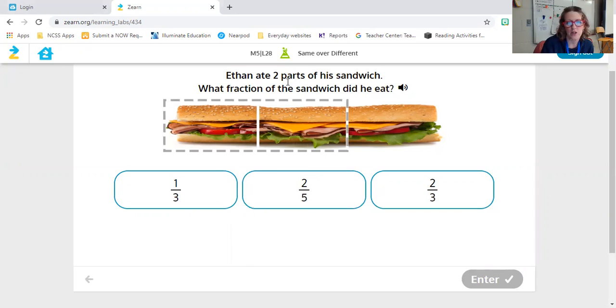We say that he ate 2 parts. So if he ate 2 parts, he ate these 2 parts. So what is this fraction? If you said 2/3, you are correct. Good job.